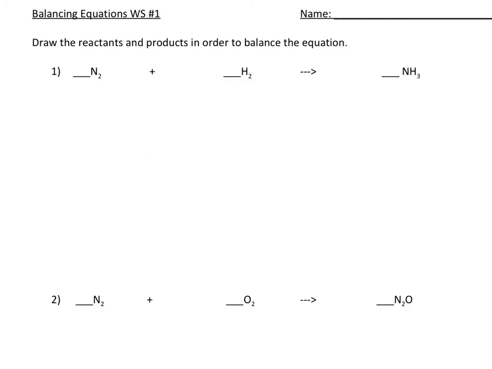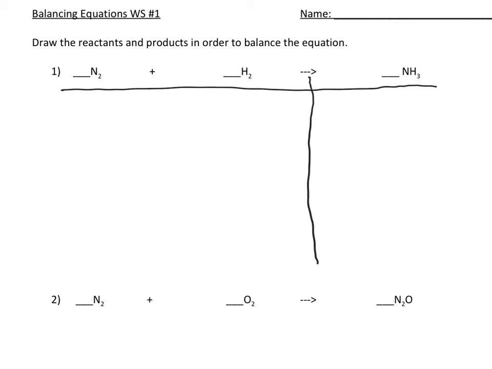Okay, now I'm on page 3 of this worksheet, and we'll take a look at number 1 together. All right, so here's number 1 on page 3. I'm going to start the way we started before. I'm drawing a line across, and where the arrow is, I'm drawing a line down. Okay, I want to list the elements on both sides of the reaction.